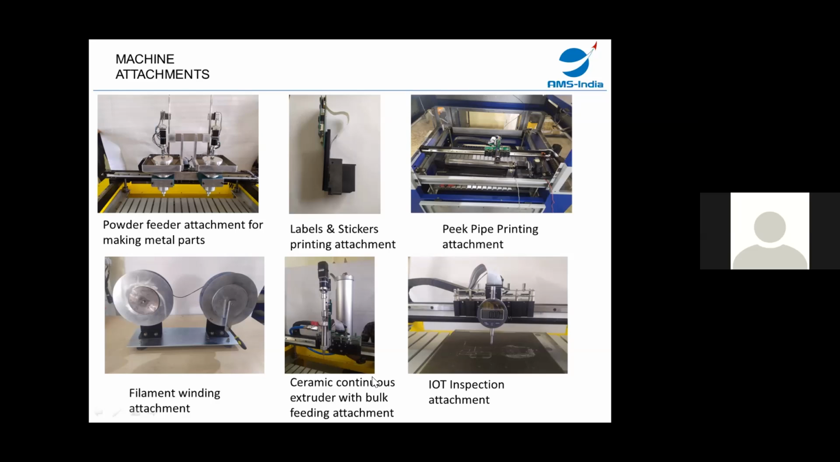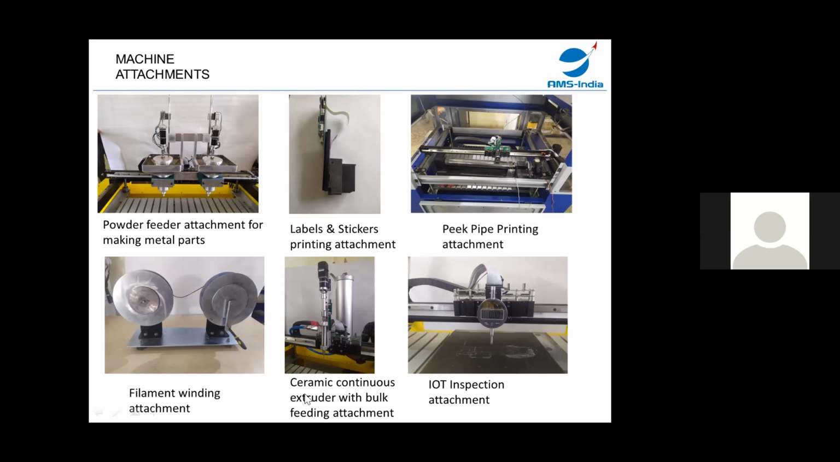We also have a rotary attachment for printing PEEK pipes. PEEK, as you are aware, is very hard and a very complex material, and this is an attachment for PEEK pipe printing. There's also a filament binding machine on which it can bind filaments.